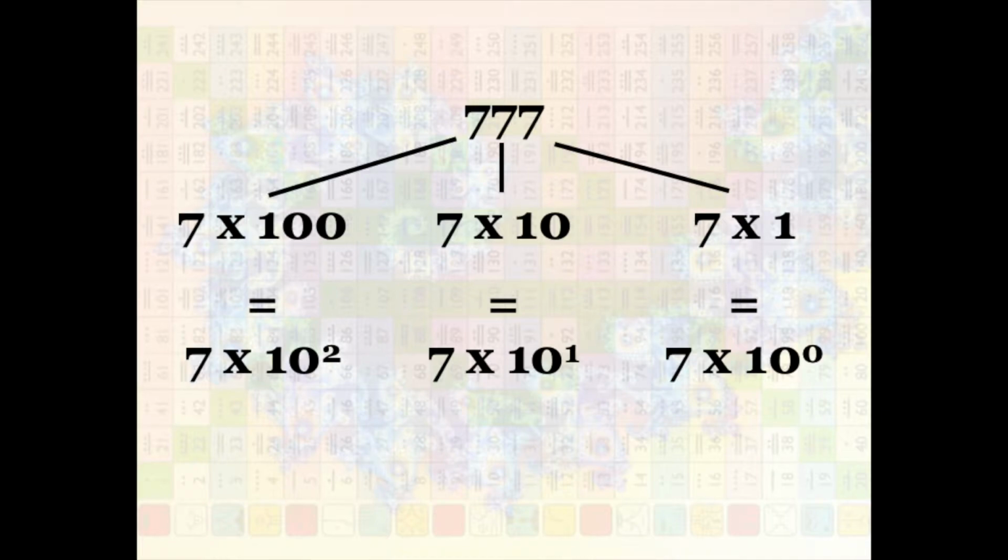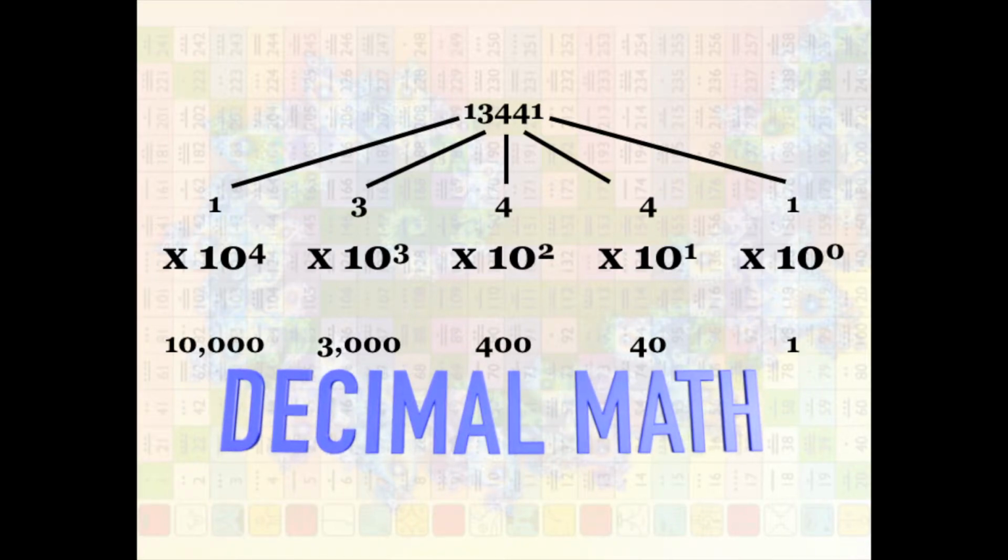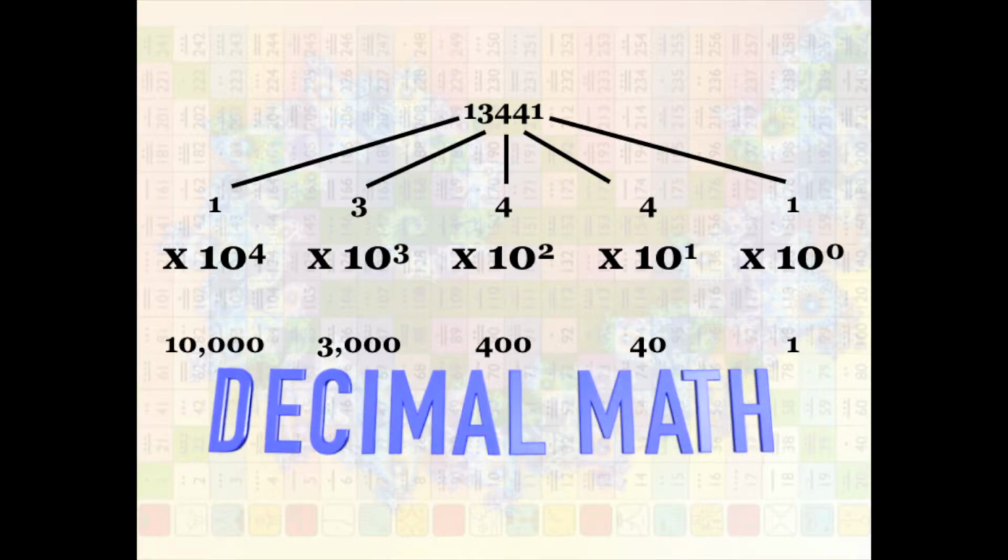Let's pick a larger number, 13,441. 13,441 is 1 times 10 to the fourth, 3 times 10 to the third, 4 times 10 to the second, 4 times 10 to the first, and 1 times 10 to the power of 0. That's 10,000 plus 3,000 plus 400 plus 40 plus 1. Each column in this number represents an exponential group of 10. This is decimal math, but we hardly have to think about this at all because we were programmed with this operating system when we were still children.